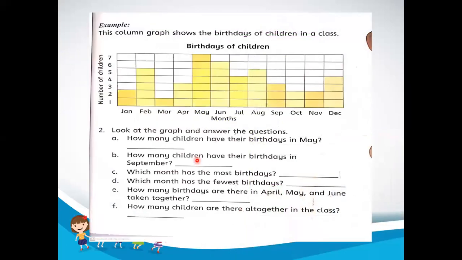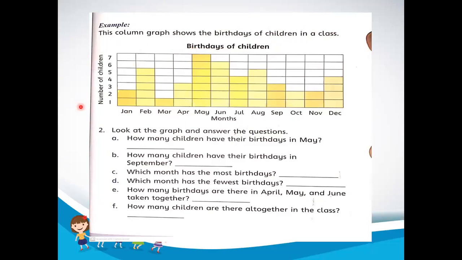So, now this is the example from your book. Here you can see this column graph shows the birthdays of children in a class. The title of this column graph is birthdays of children. This is the column graph about how many students' birthdays are in which month.